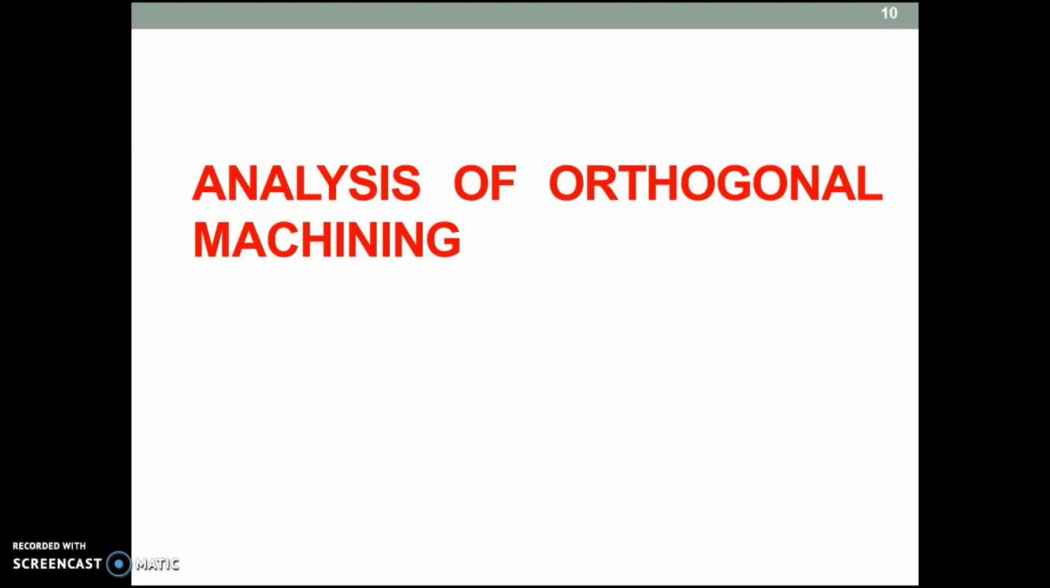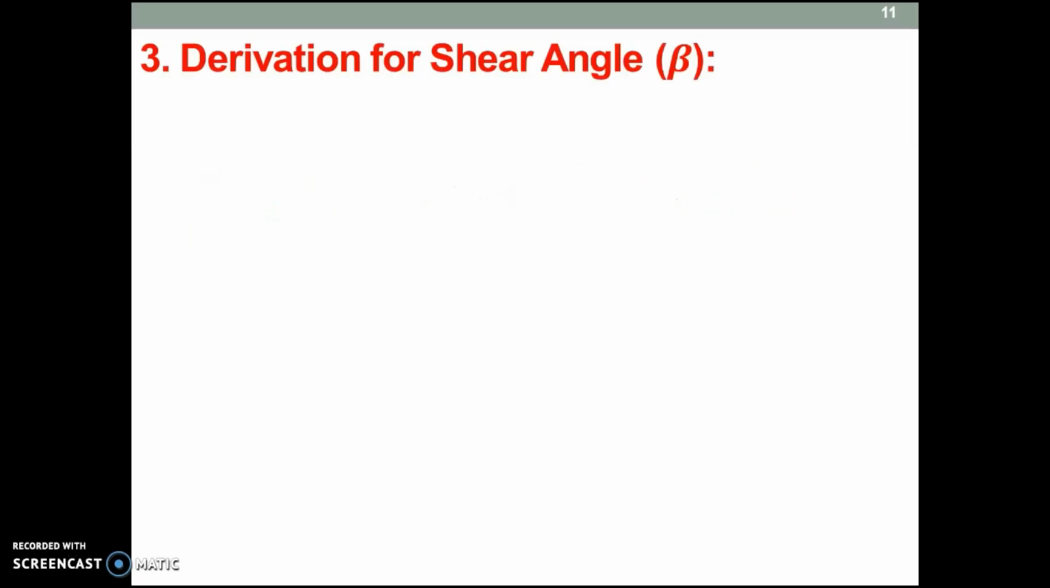So we are discussing analysis of orthogonal machining. In the last lecture we discussed the velocity relationship, the relationship among VC, VS and VF. What is VC? Cutting velocity. VS is shear velocity, VF is chip flow velocity. And we have solved some problems in our regular class also. So next we are going to discuss the derivation for shear angle.